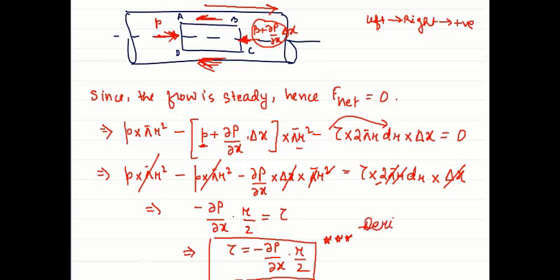Very, very important in respect for derivation. This derivation comes in your ASTO examination, and also in various MCQ questions you will be getting direct questions from this relationship. So try to remember this relationship. Okay, so what we got? That tau is equal to minus del p by del x into r by 2, right?